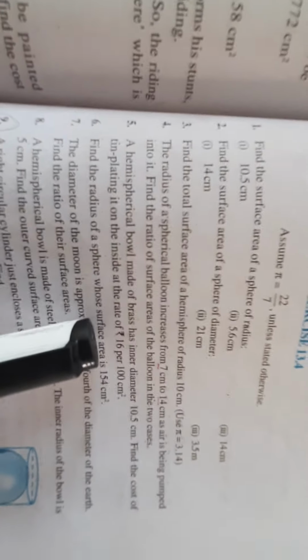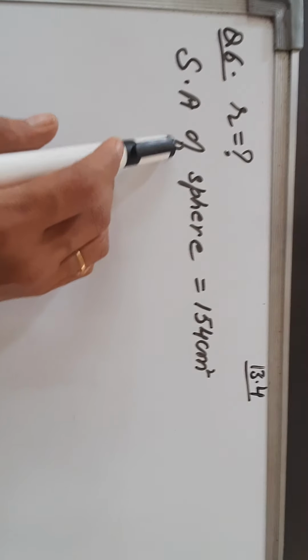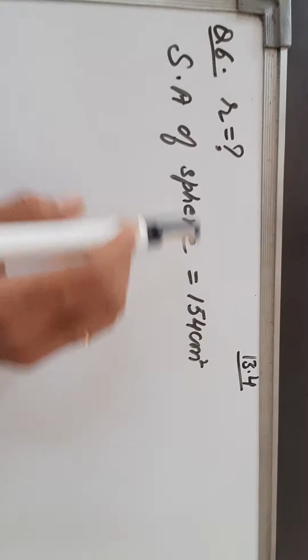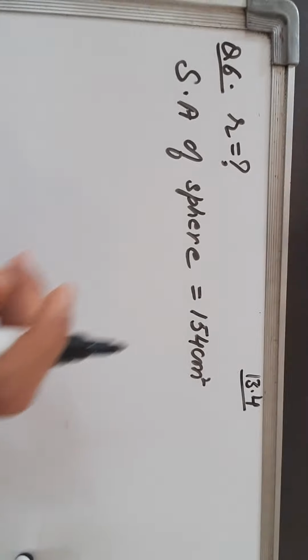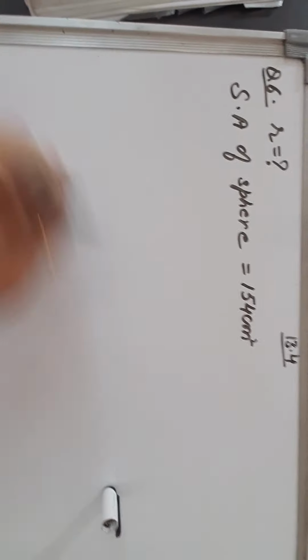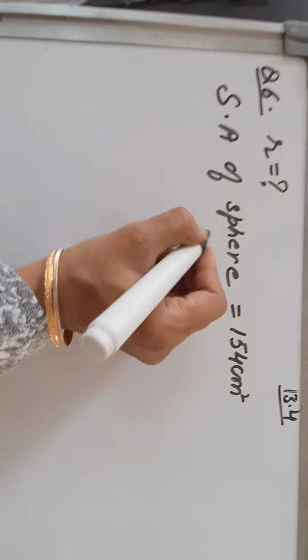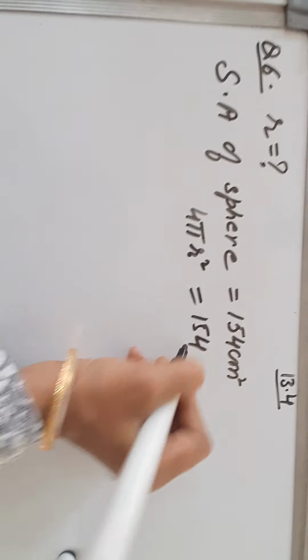So dear students, we need to find out the radius, and the area is given to us. So we will start the question from whatever is given to us. If we have been given the surface area of a sphere, we will use the formula for this. So what do you mean by surface area? Means total surface area. A sphere means the complete curved part, there is no flat part in it. So surface area means 4 pi r square is equal to 154.